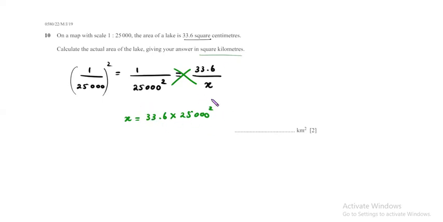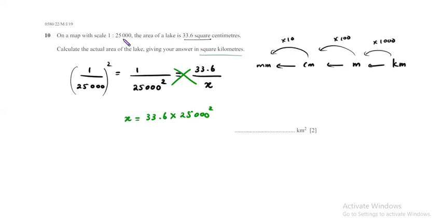So this answer that I get here will be in square centimeters, but I need to convert this into square kilometers. To convert that, there is a pattern. We have kilometers, meters, centimeters, and then millimeters. To convert kilometers to meters, I need to times it by 1,000. Then I need to times it by 100. And then I need to times it by 10. So this is how I convert a larger unit to a smaller unit, by multiplying.